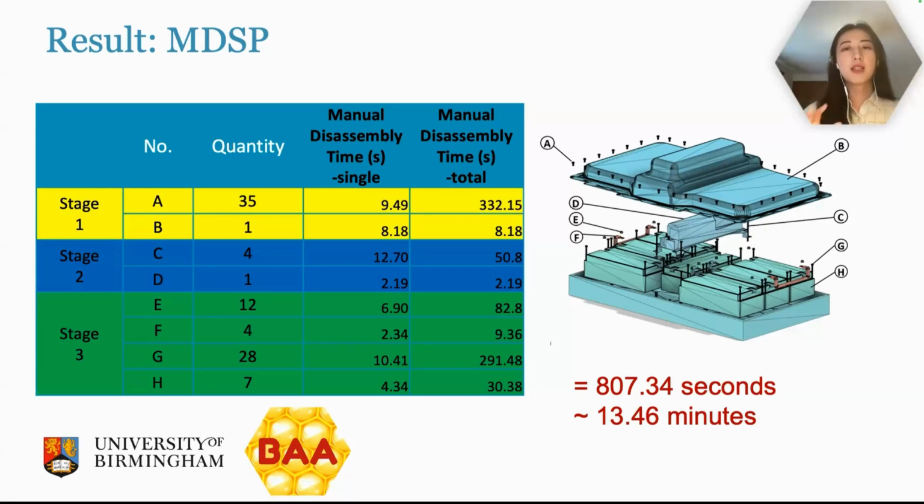So as the total disassembly time is fairly close to each other between the RDSP and the MDSP, why do we not choose robotics but human, right?